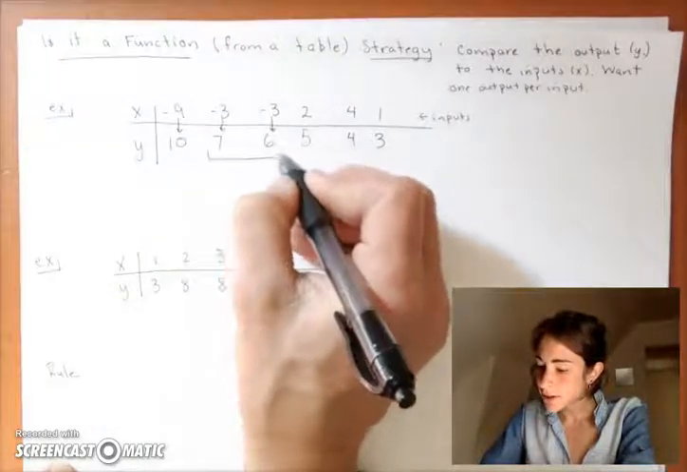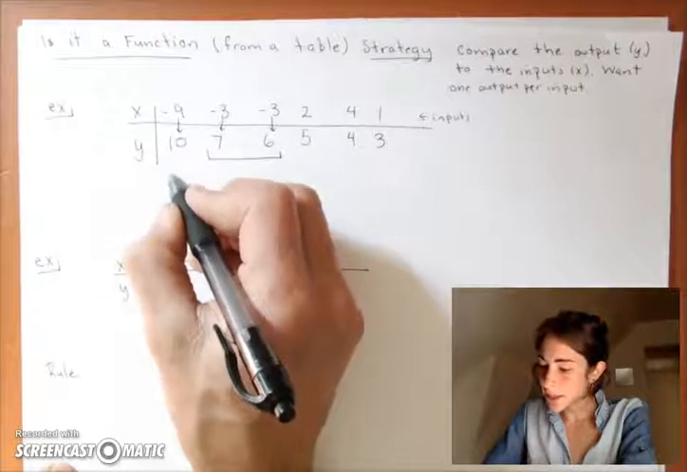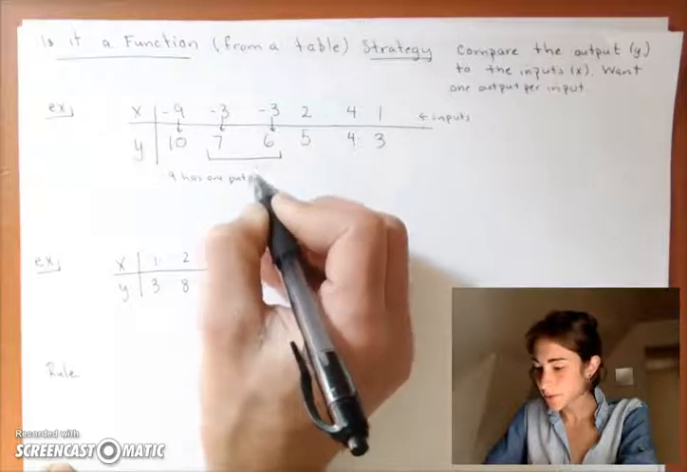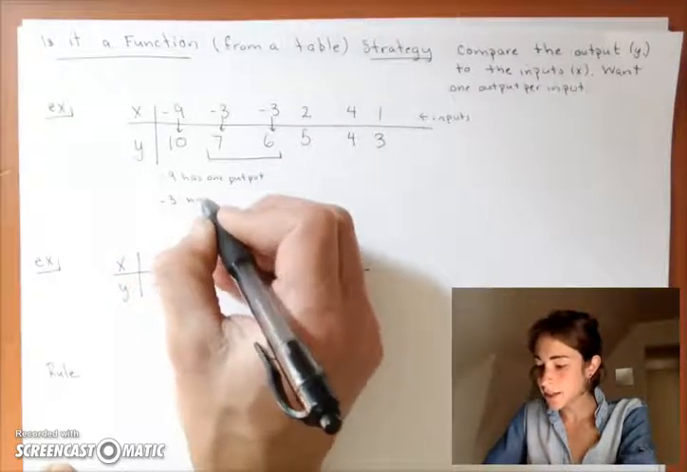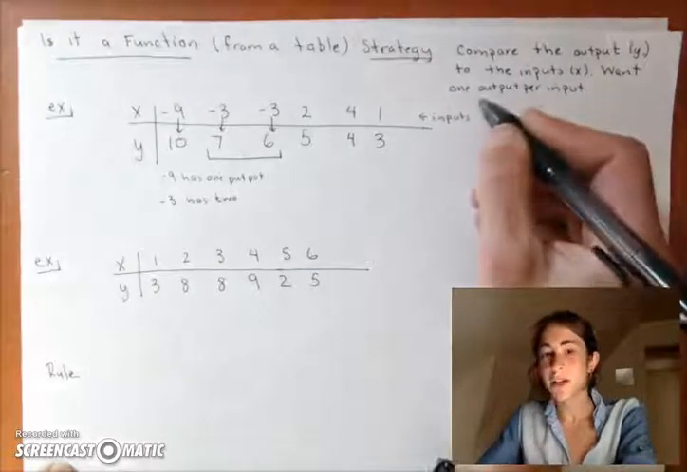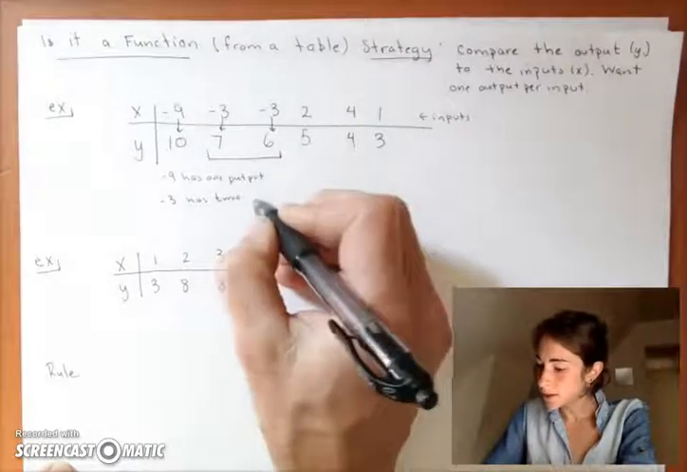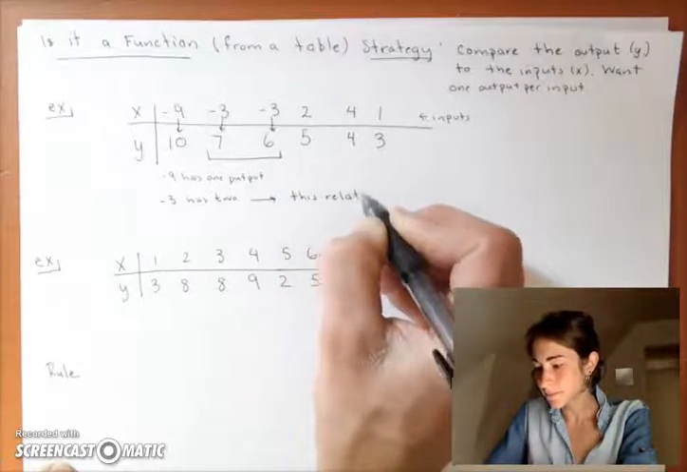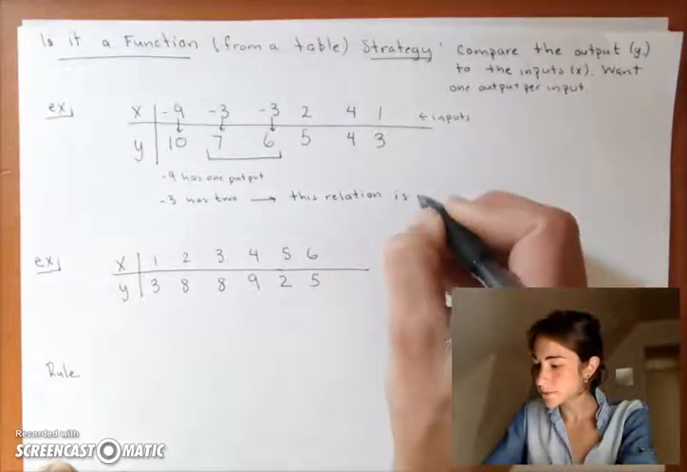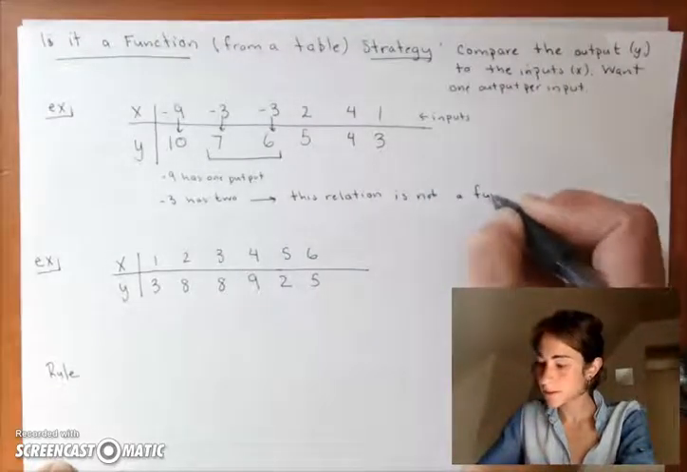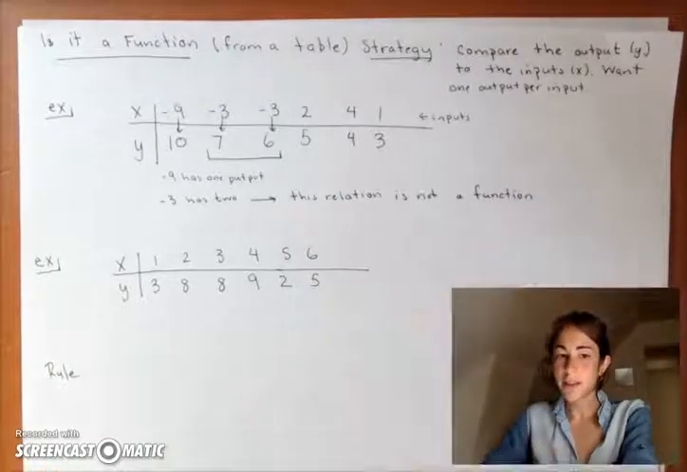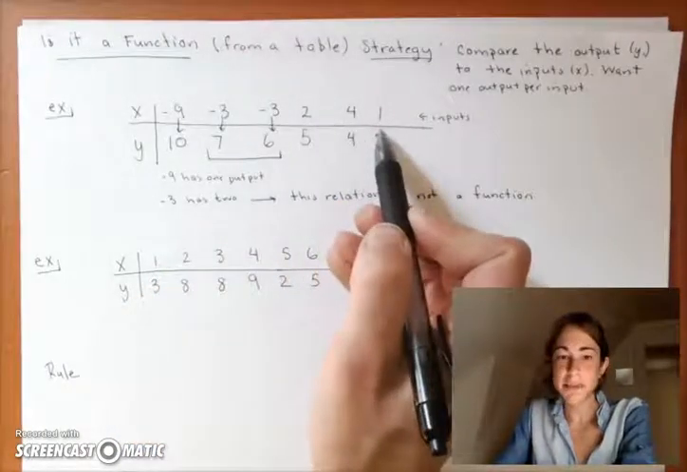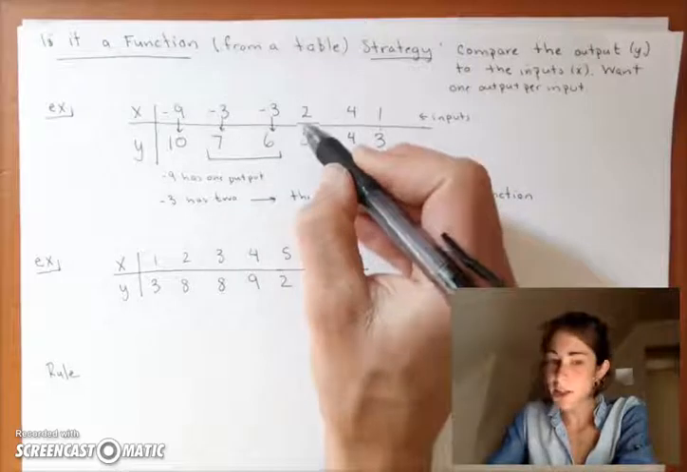So from this we see -9 has one output, but -3 has two. We only wanted one output per input. So that means this relation is not a function. We don't even need to look at the others because we already know that it's not a function, but the others actually work out.